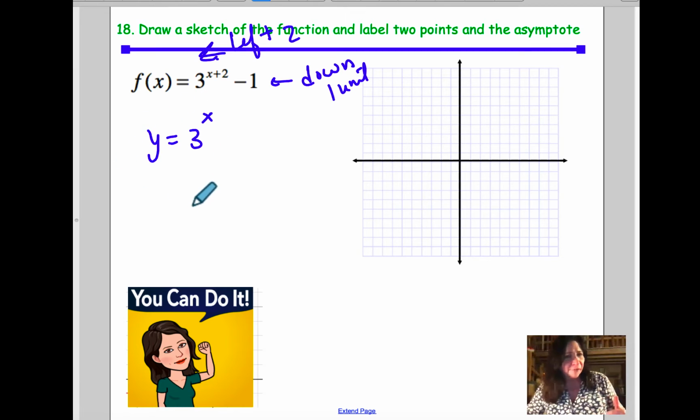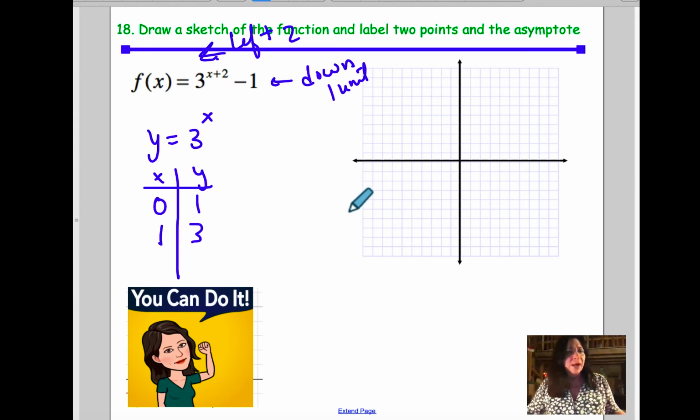So I'm going to start off with the basis here. I've got x and I've got y. I'm going to plug in my two favorite points, 0 and 1. 3 to the 0 power is 1. 3 to the 1 power is 3. So I have (0, 1) and (1, 3).